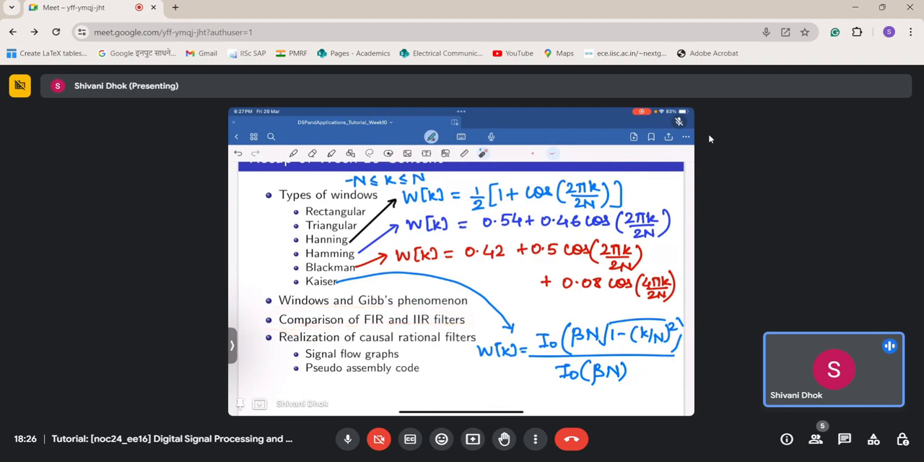After that we went on to the new topic, which was realization of causal rational filters. In that we introduced signal flow graphs and pseudo assembly code. For this realization, we looked at two different kinds of realizations: one was direct form 1 and one was direct form 2. And we shall be continuing with the same thing in the coming 11th week as well.